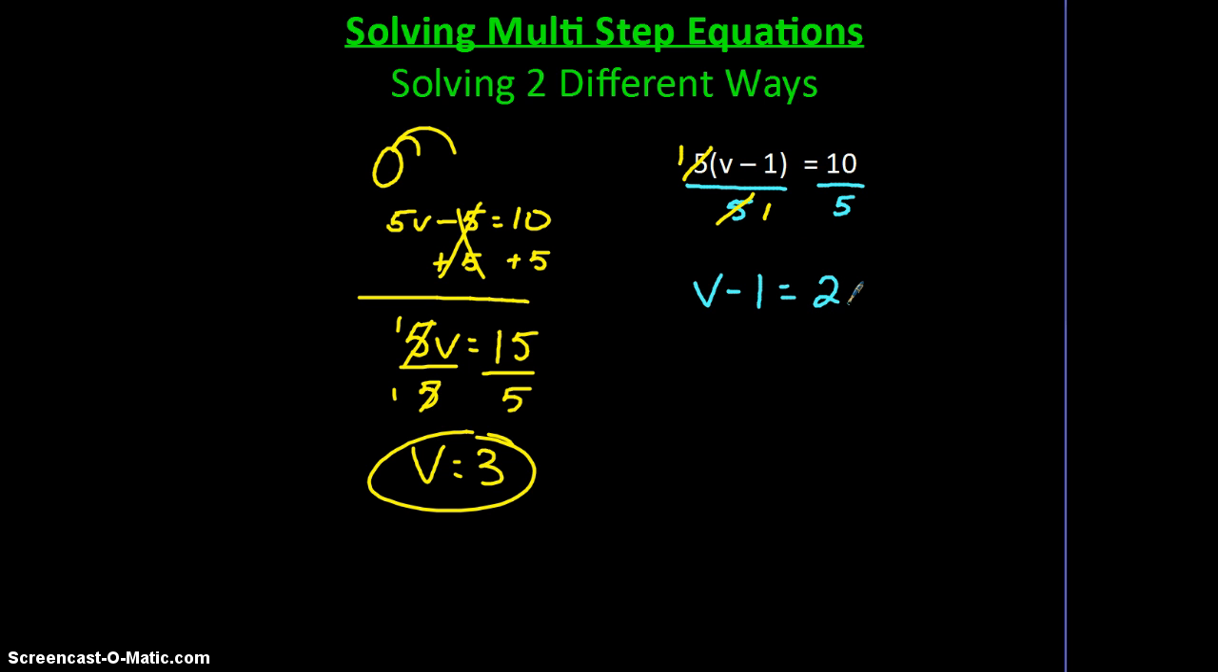Now, I know it took a while explaining that, but I want you to see how many steps it takes to solve this equation. Over here, I did it by distributing first, adding 5 to both sides, and then dividing by 5 to get 3. Here, just by knowing something little, a small detail, I divide by 5, then add 1 to both sides to get v alone, and v equals 3. I did that not in 3 steps, I did it in 2 steps.